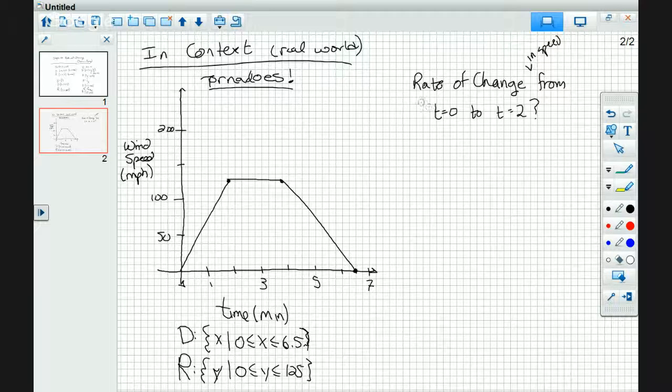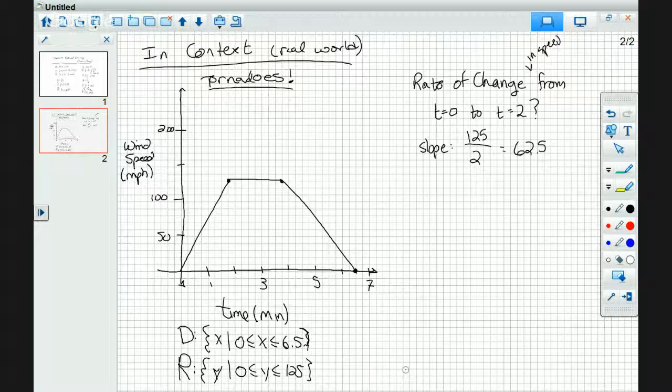So, rate of change can also be thought of as slope. Right? So, the slope of the line, you can do rise over run, 125 over 2. So we go from 0, we go up 125 to the right 2. Yeah? Like 62.5. I wonder about your units.